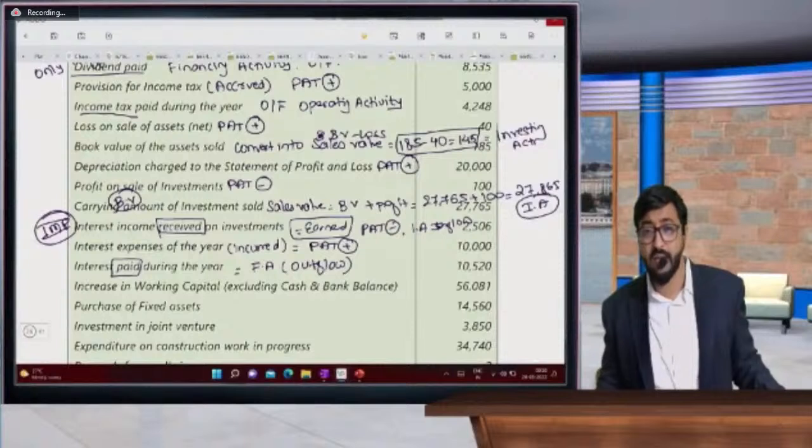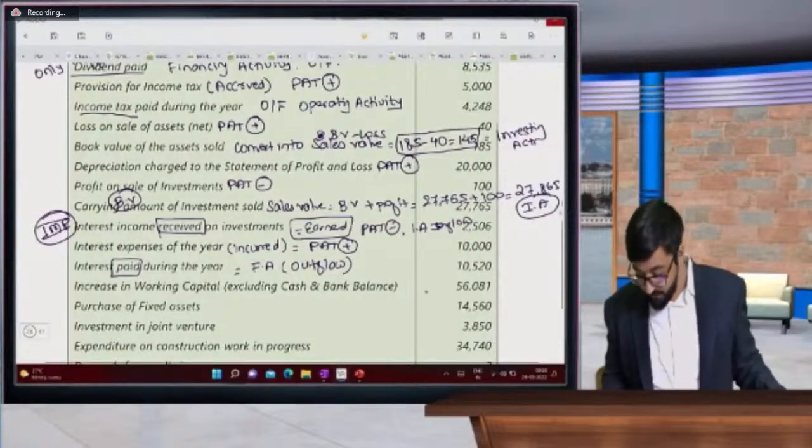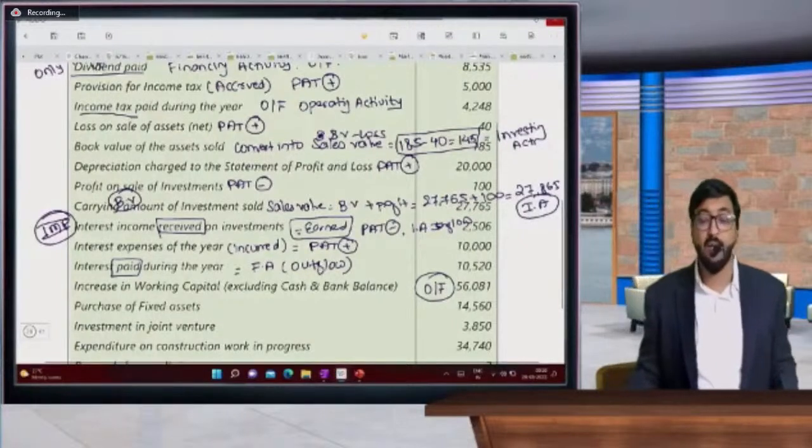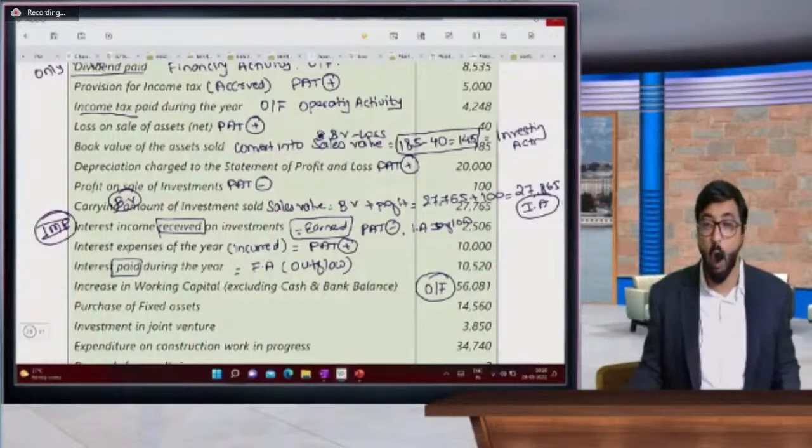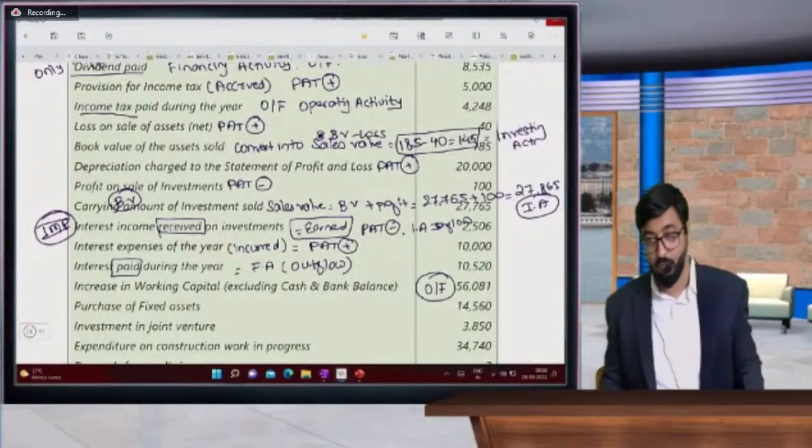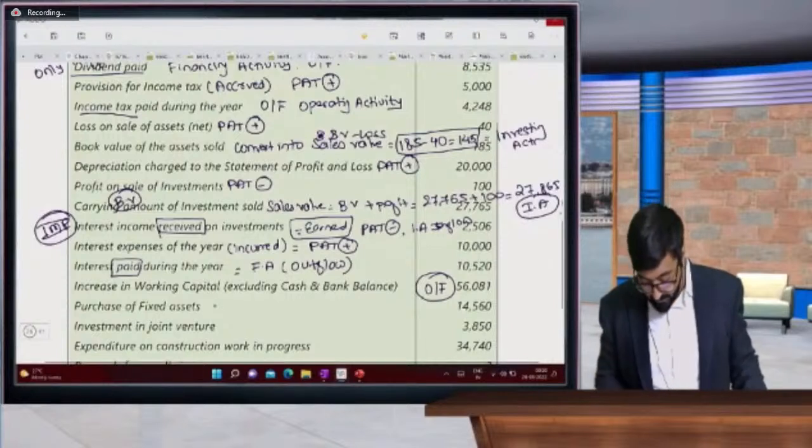Increase in working capital directly given. Increase is outflow. Working capital increased, meaning your cash is getting blocked. So this is outflow. Purchase of fixed asset. Outflow, which activity? Investing activity.